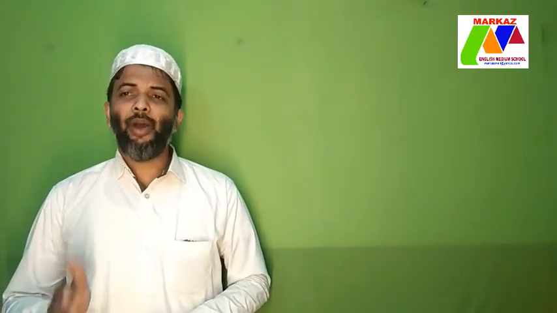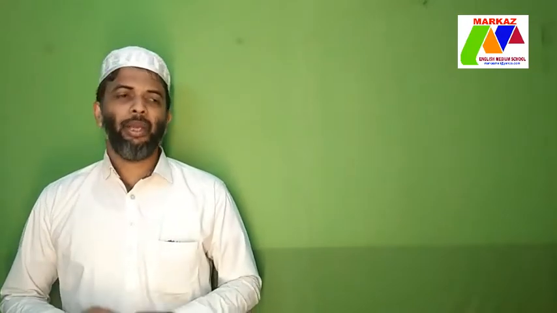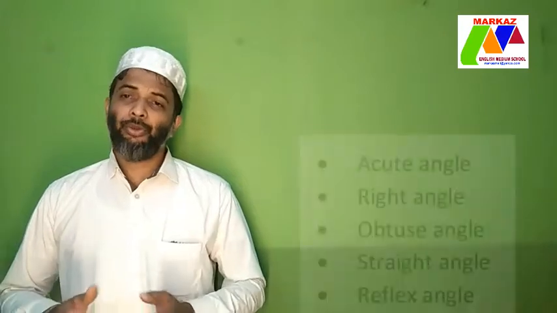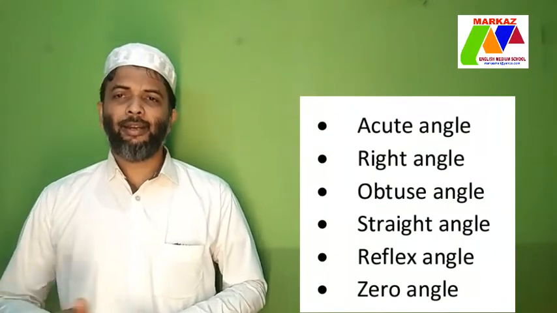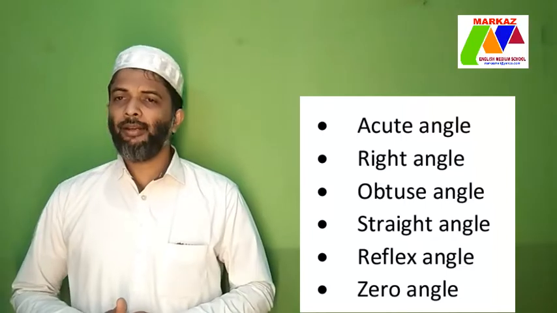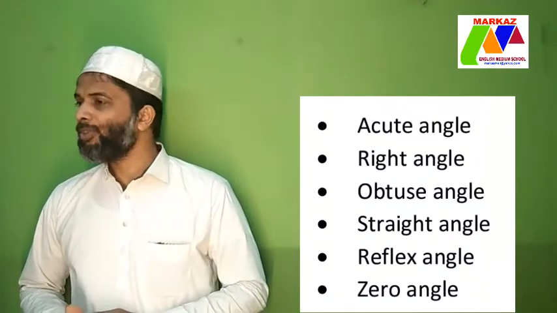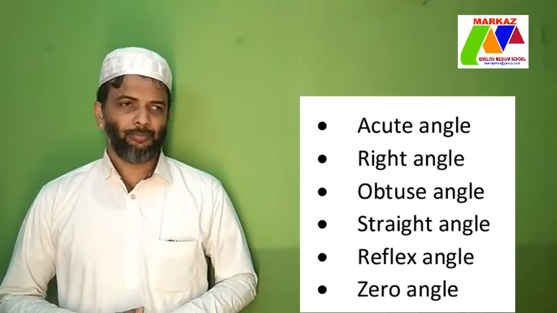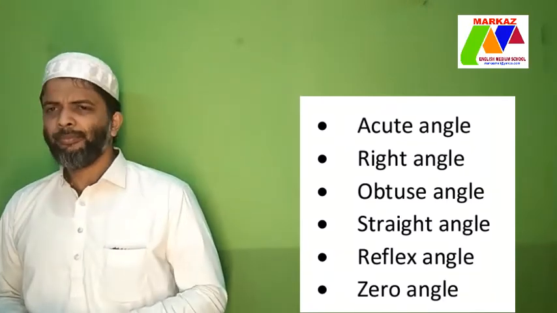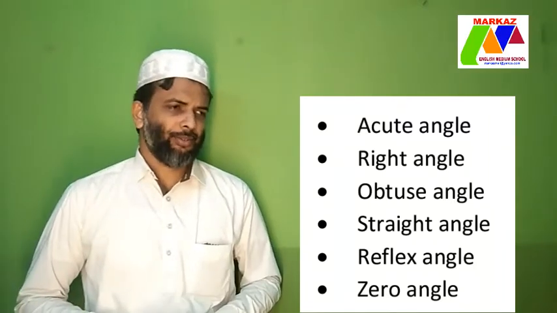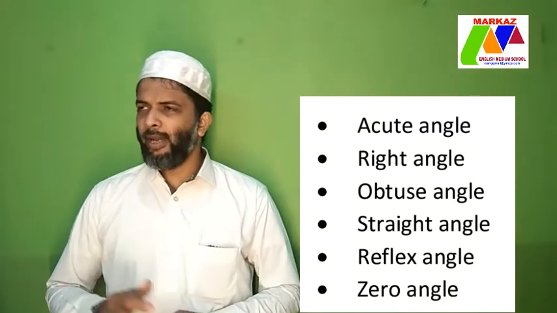Angles can be divided into 6 types based on their sizes, which are acute angle, right angle, obtuse angle, straight angle, reflex angle and zero angle. Let us study in detail what each angle is. Before that, let us learn how to construct an angle using a protractor.